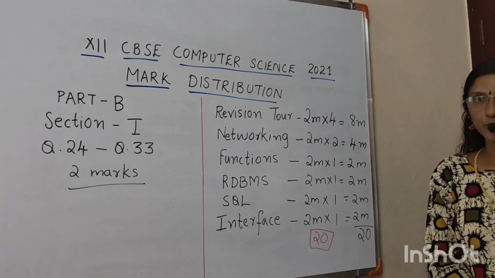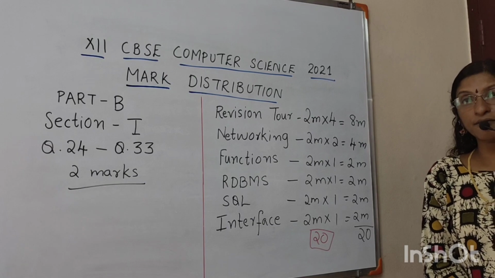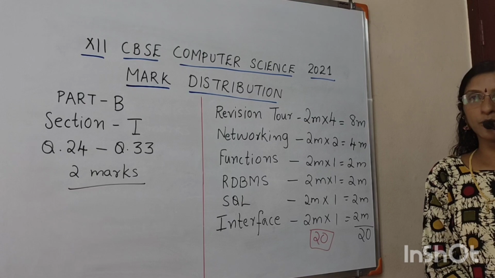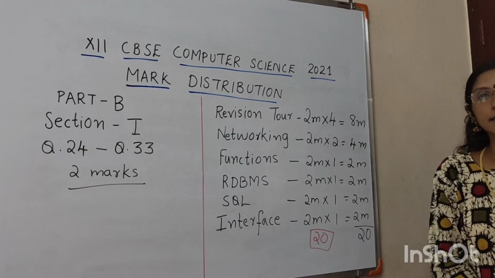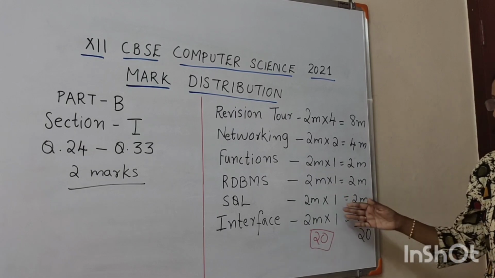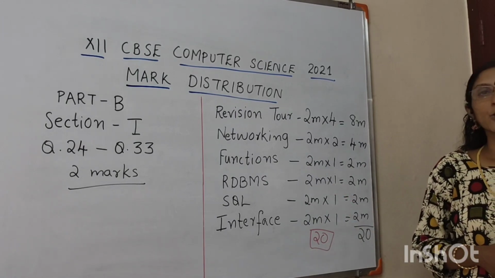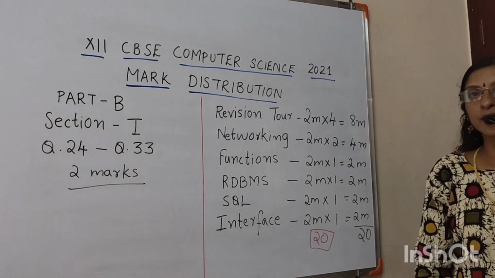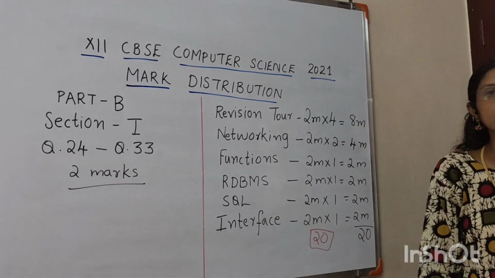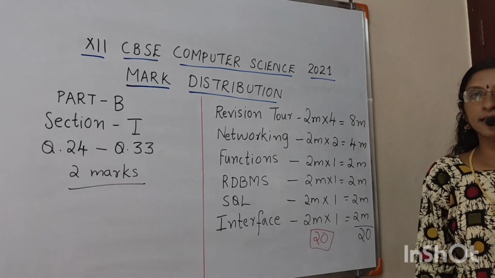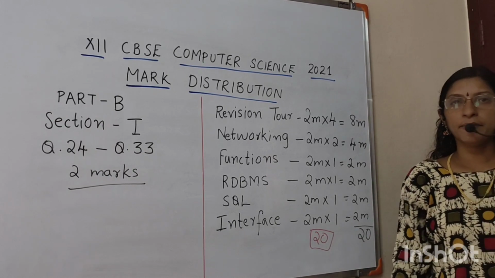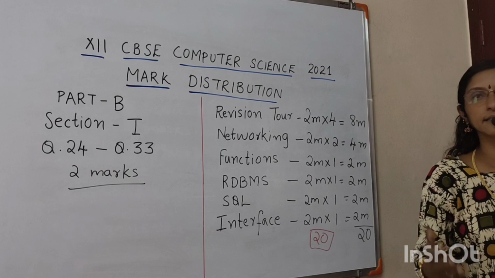RDBMS, that is the theory portion, will have definitions like candidate key, primary key, and such type of questions. Then cardinality and degree, such questions will come. In the SQL part, again we have 2 marks, so we can expect any SQL commands or theory based questions from that portion. Interface, that is Python with SQL: from that part, 1 question of 2 marks will come, maybe about fetching the rows.